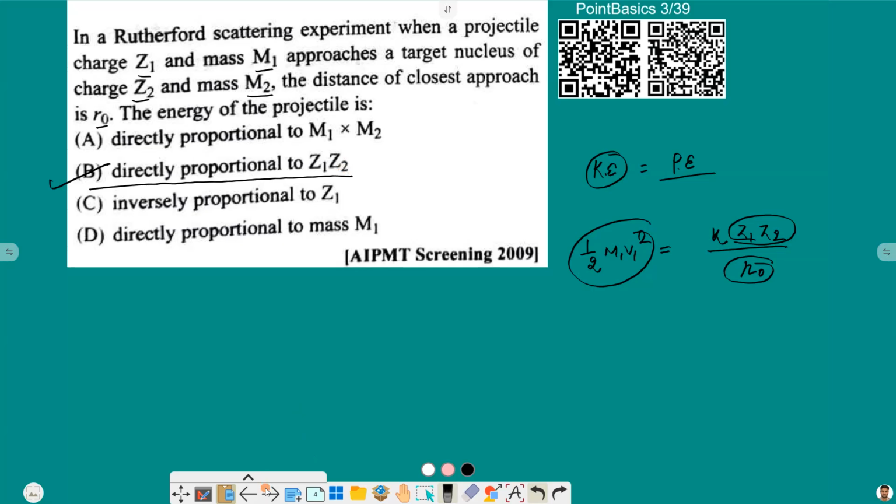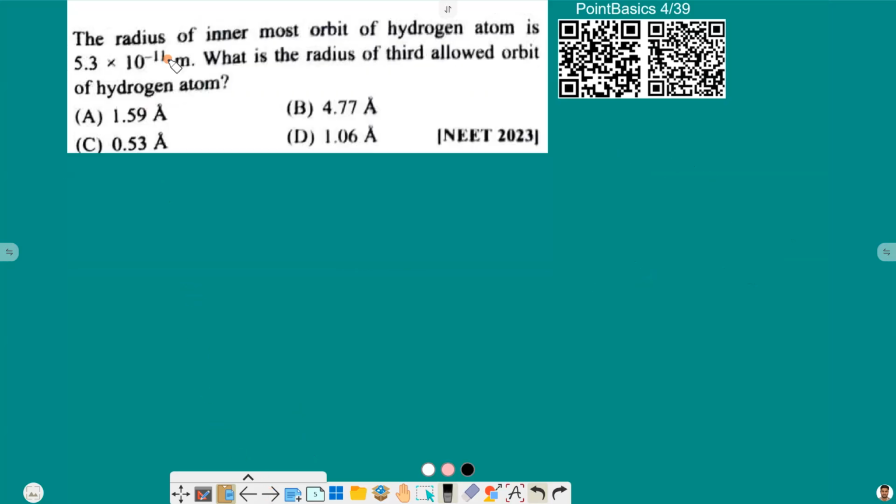Moving ahead to the next one. The radius of the innermost orbit of a hydrogen atom is 5.3 times 10 to the power minus 11 meter. What is the radius of the third allowed orbit of the hydrogen atom? So we know that the radius for a hydrogen atom varies like this: Rn is equal to n squared times a naught. Now n is the orbit number, and here it is equal to 3 for this case.